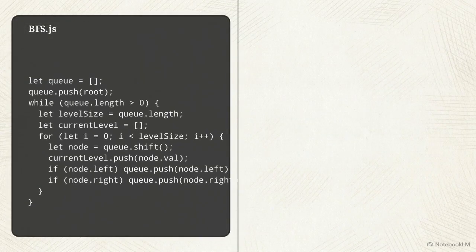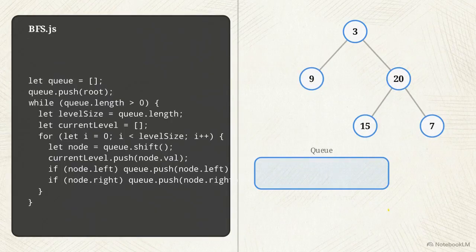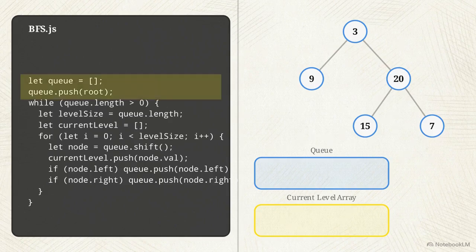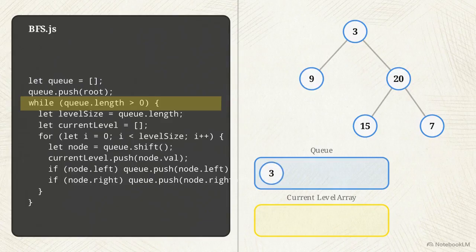This split screen shows our algorithms side by side with our data. We have our code editor on the left and our target binary tree with nodes 3, 9, 20, 15, and 7, along with an empty queue here on the right. We start by pushing our root node, the 3, directly into the queue. Then we open a while loop that will keep running as long as there is at least one node waiting in line.